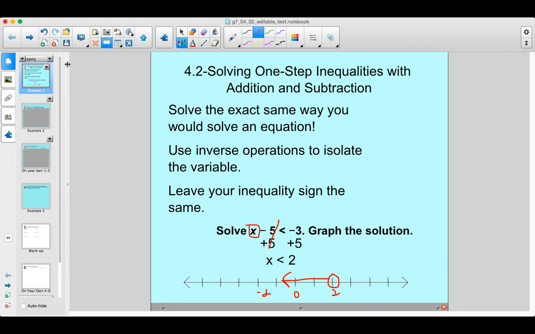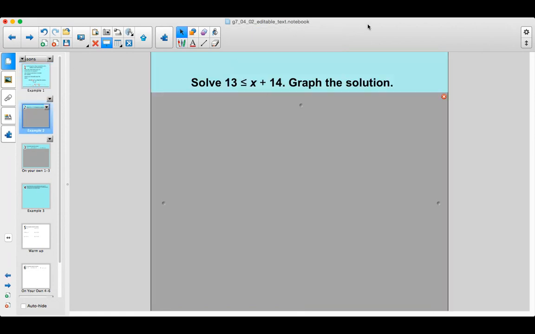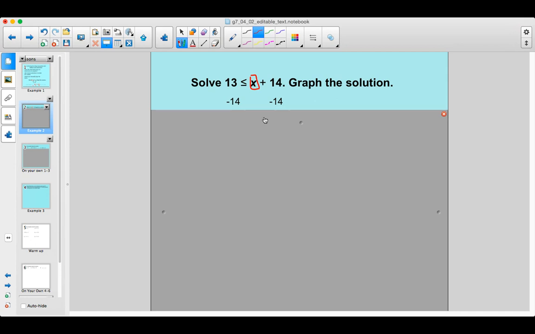Okay, let's look at some more examples. If we go to this one, 13 is less than or equal to x plus 14 and graph its solution. Again, I'm trying to isolate x, which means I need to get rid of a plus 14. I get rid of a plus 14 by subtracting 14 from both sides. That allows me to cancel this out, leaving me with negative 1 is less than or equal to x.